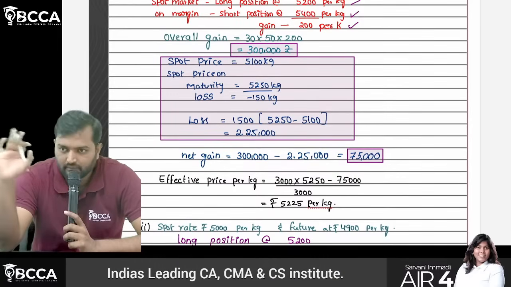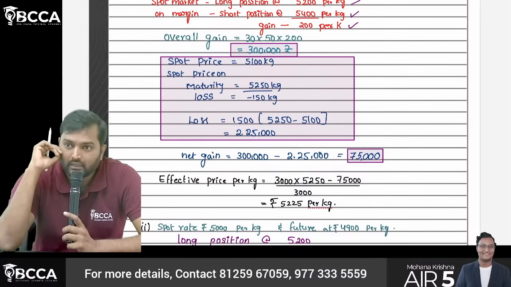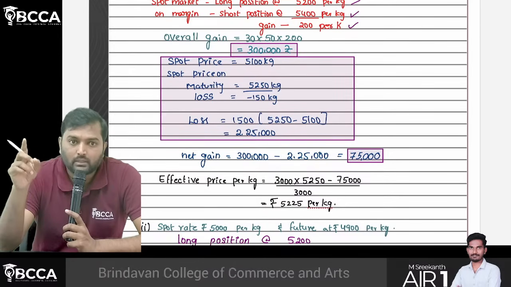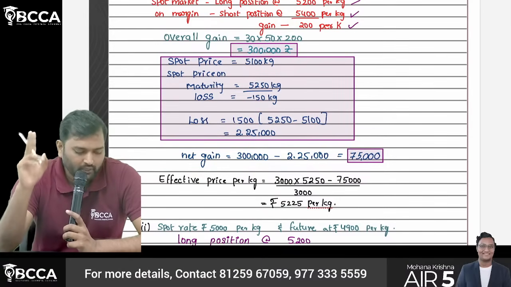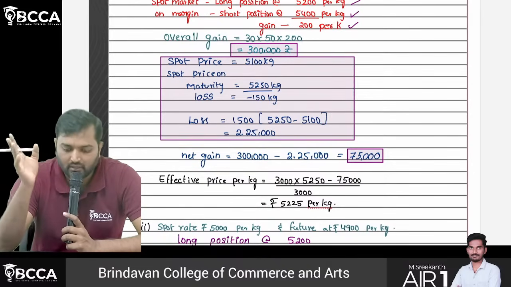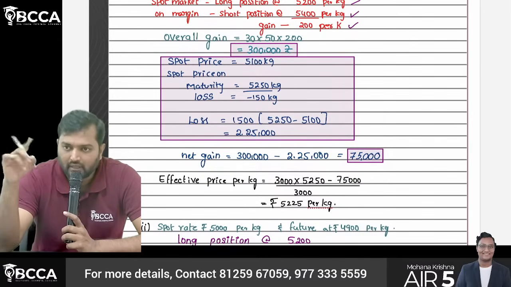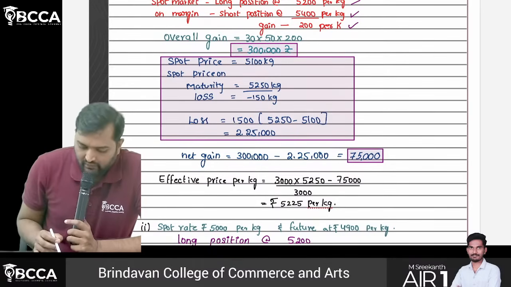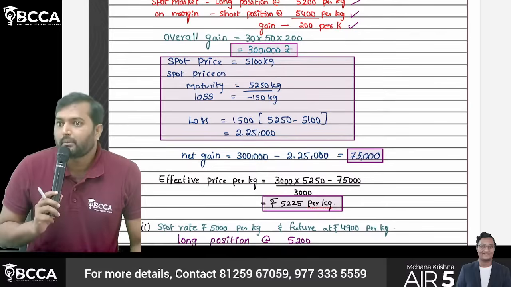So this is in the futures and spot market. Next, they are asking you to find the effective price per kg. What is the spot price on maturity? 5250. So I have to buy each cage at the rate of 5250. Total requirement 3000 cages, so 3000 cages into 5250 minus the gain of 75,000, divided by 3000 cages. So the effective price per cage is 5225 rupees.